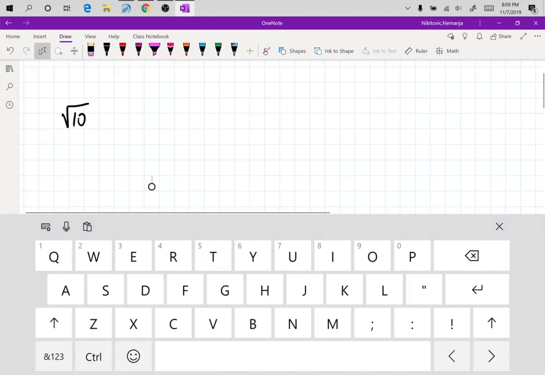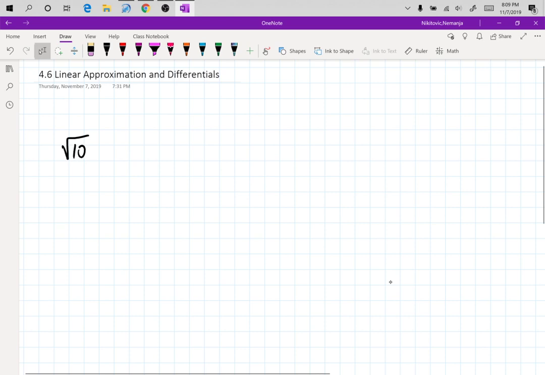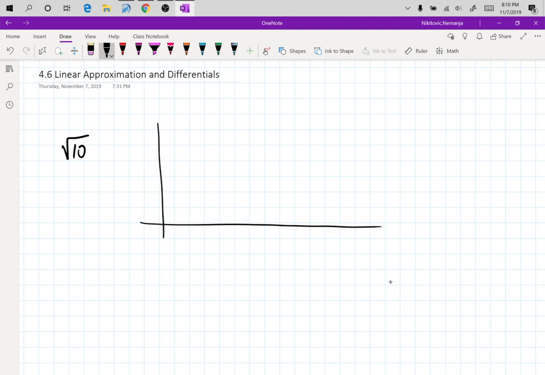Now, for the entire section of linear approximation, let me paint the picture. You're on a desert island. Your cell phone battery ran out. Your TI-84 or whatever battery ran out, because you never leave your home without that one, right? And you need to calculate root 10 because you are building.